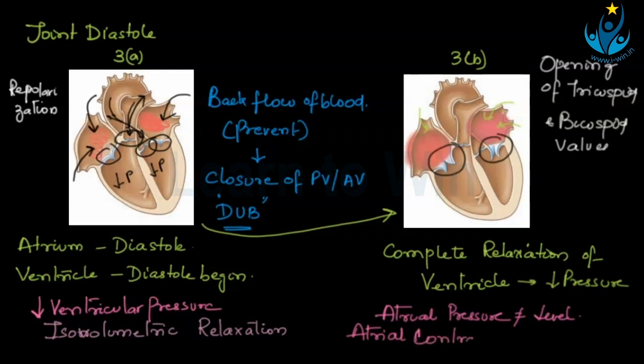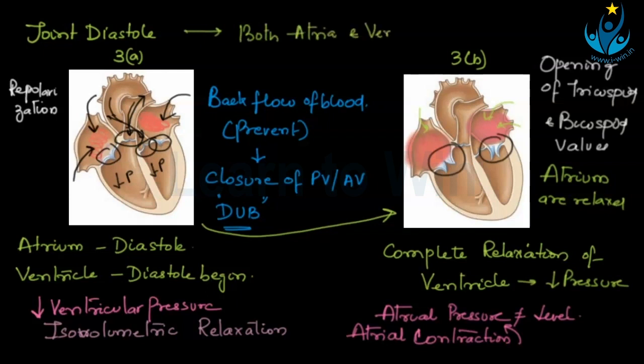Atrial contraction creates the atrial pressure, but here what is happening? Along with the ventricle, even the atrium are relaxed. That's why it's called joint diastole. Why are you calling it joint diastole? Both atria and ventricles are in diastole, in relaxation. That's why it's called joint diastole. So even though the blood is filled here, even though the valves are open, blood will not flow into the ventricles. That will only flow when there is atrial contraction.